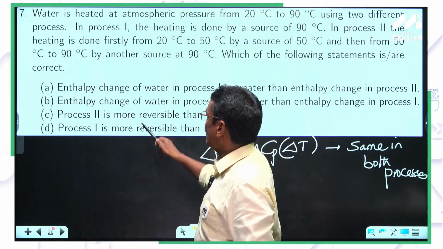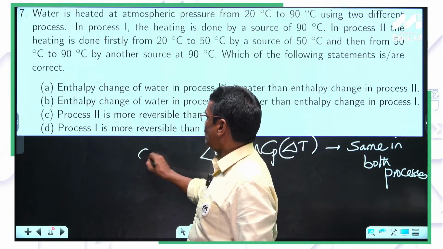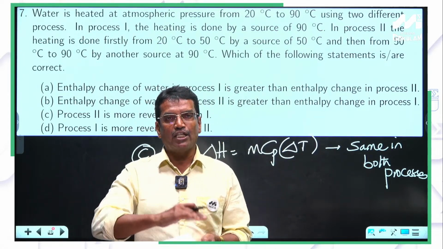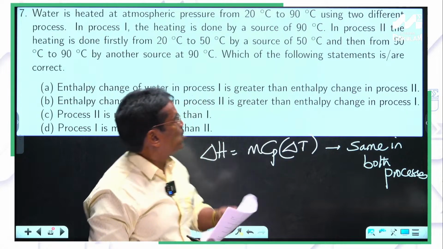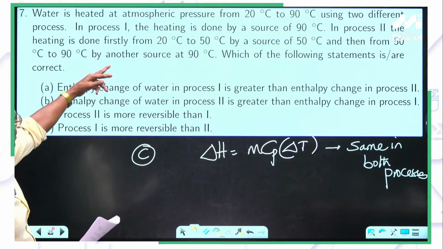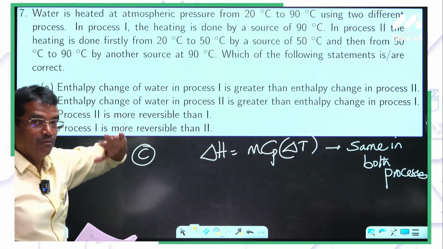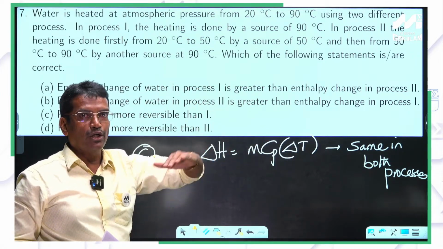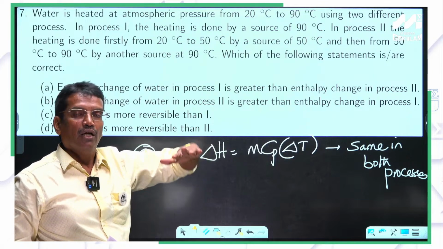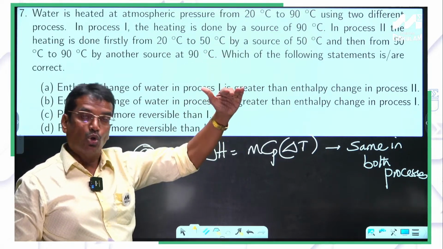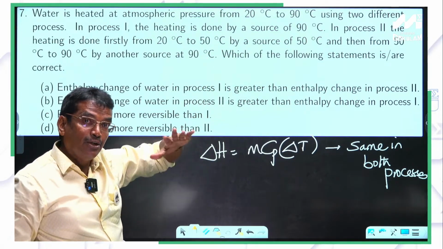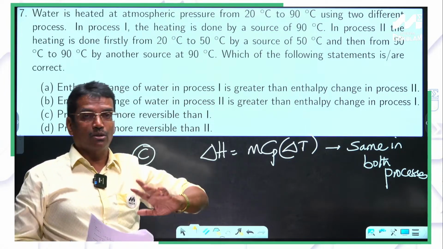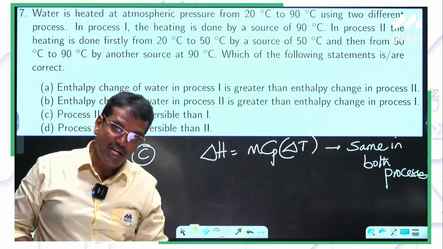So the answer will be process 2 is a more reversible process than process 1. Try to understand: if your heating is carried out directly from 20 to 90 from a source at 90, then there is more irreversibility and more entropy generated in the universe. Instead, if it is done from 20 to 50 from a source at 50, and again 50 to 90 from a source at 90, where the source means which is supplying heat, then the entropy generated will be lesser. The process carries lesser irreversibility. Entropy generated in the universe will be lesser.